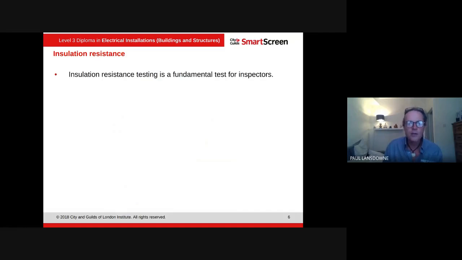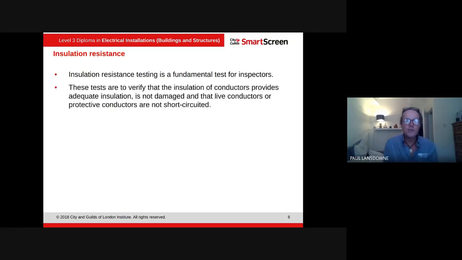So on to testing. Insulation resistance testing is a fundamental test for inspectors. It's one of the tests that we have to do. These tests are to verify that the installation of the conductors provides adequate insulation, that it is not damaged, and that the live conductors or protective conductors are not short-circuited.